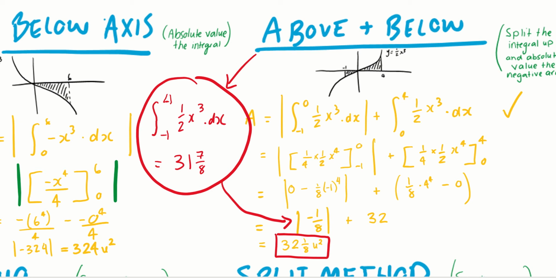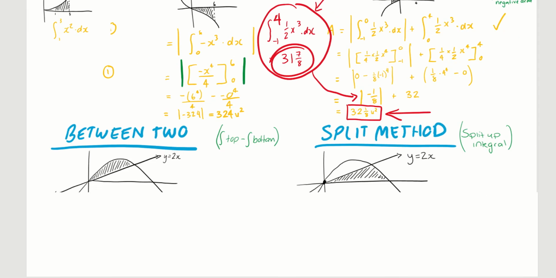So in the HSC, if they asked you to evaluate that integral, the answer is 31 7/8. That's what they're looking for, and that's the correct answer. But if they ask you for the area under that curve between 4 and -1, your answer is 32 1/8. Notice the difference there between an integral and an area question. They do like to play on that quite a bit. Okay, moving on.